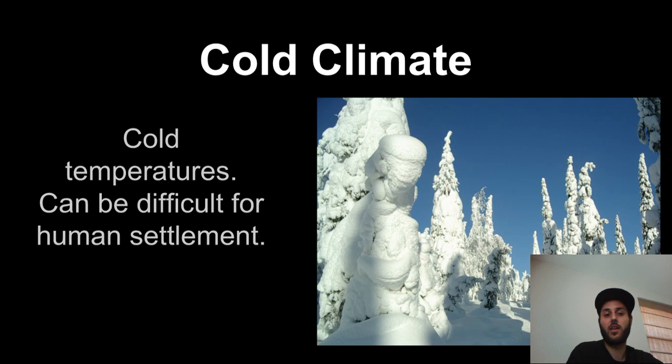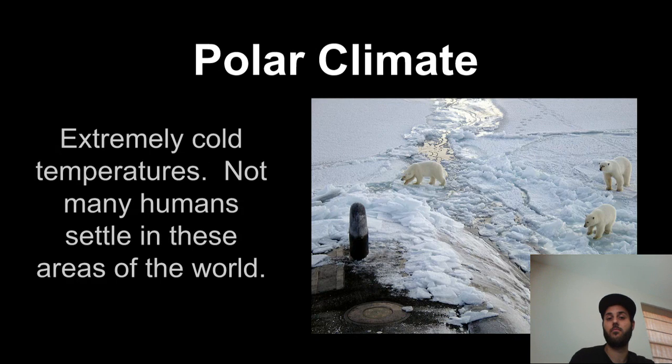Cold climates have cold temperatures and can be difficult for human settlement because there's not many natural resources for people to use. Polar climates have extremely cold temperatures, and not many humans settle in these areas of the world. Examples of polar climates are the North Pole and the South Pole.